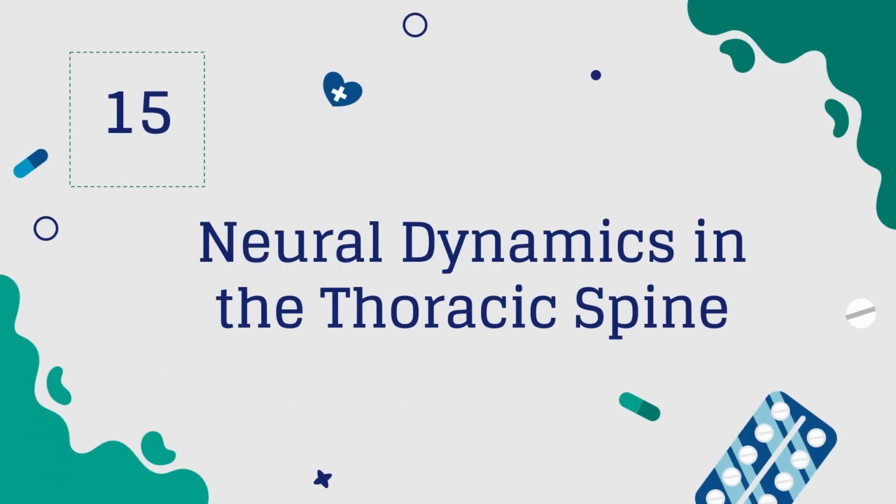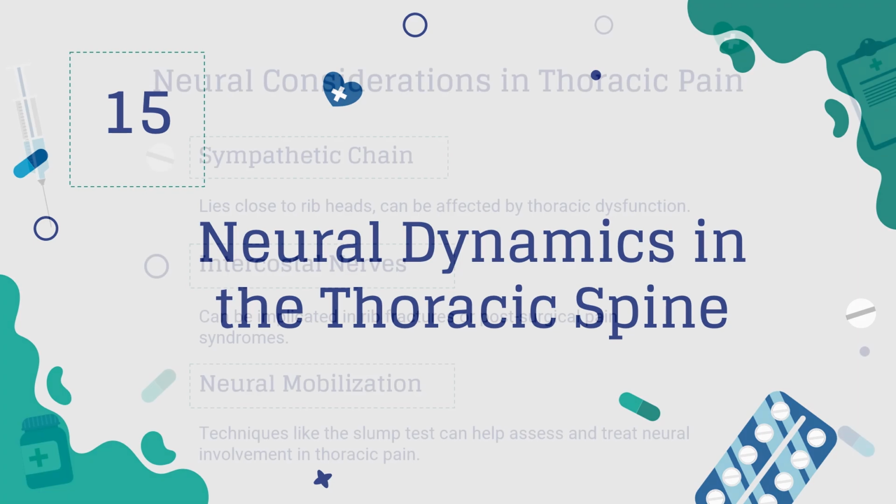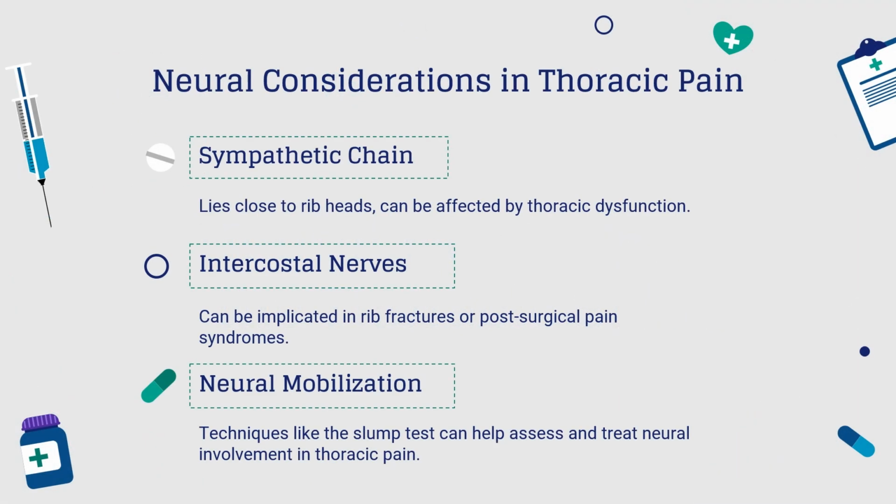Neural dynamics in the thoracic spine. Neural considerations in thoracic pain. The sympathetic chain lies close to the rib heads and can be affected by thoracic dysfunction. Intercostal nerves can be implicated in rib fractures or post-surgical pain syndromes. Neural mobilization techniques like the slump test can help assess and treat neural involvement in thoracic pain.